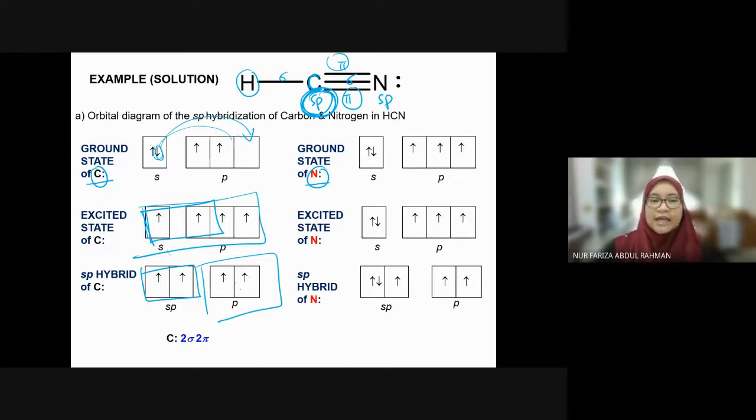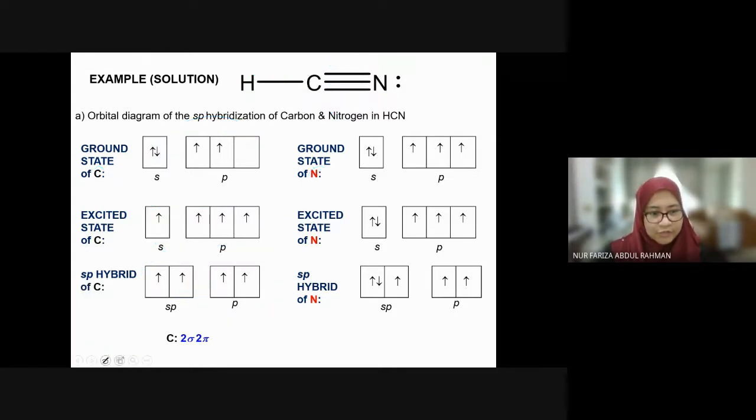Okay, no wonder it has two unhybridized p orbitals, because the carbon has two pi bonds in the Lewis structure. Okay, alright. So saya dah serabut dah tu. Okay, kita pakai balik. Alright, how about nitrogen, guys?